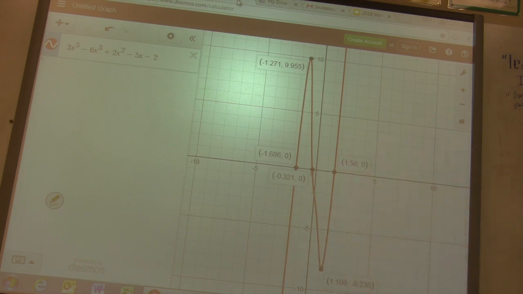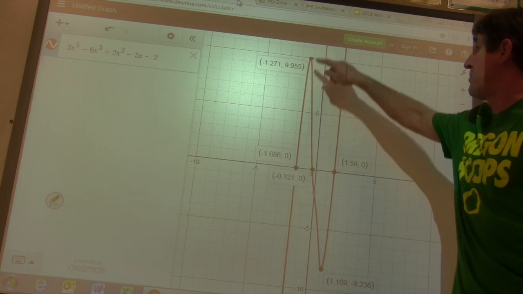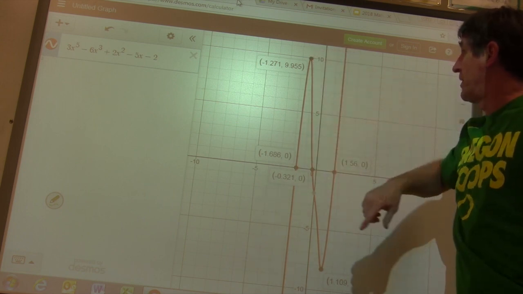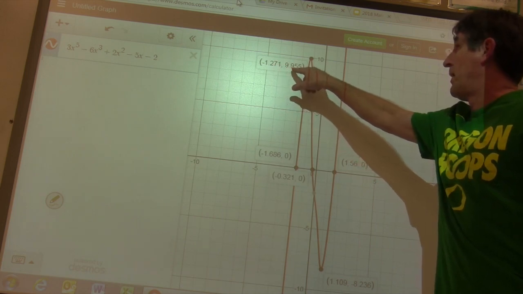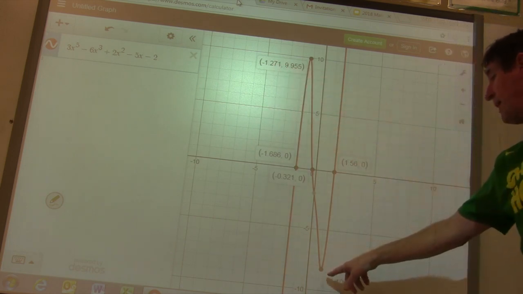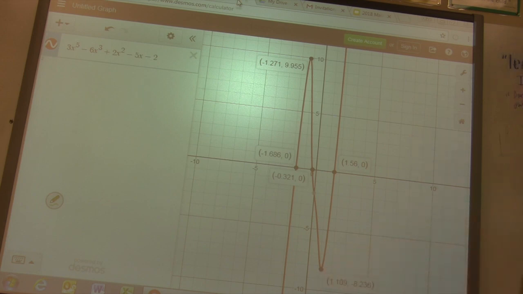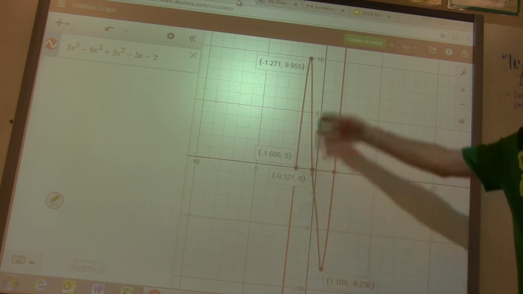And then remember local maximums and minimums. Local maximums are the highest point in an area, so that would be a local maximum. You can put the ordered pair or just the y value. And then the local minimum would be where it turns and goes up. And so that in this case would be negative 8.236, or about negative 8 and about 10.